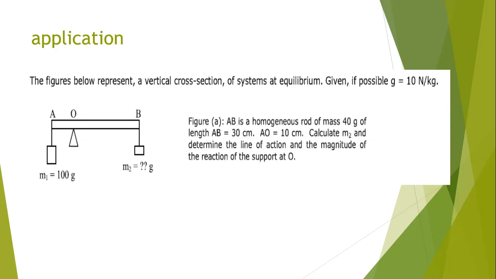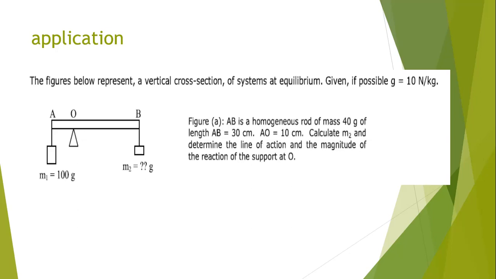Application. The figure below represents a vertical cross-section of a system at equilibrium, given, if possible, gravity equal to 10 Newton per kilogram. So in this figure we have a rod, a homogeneous rod AB, so the distribution of mass is uniform. So if we cut, for example, the rod in two parts, we have two parts of equal mass. So in this case the rod is homogeneous. So AB is a homogeneous rod of mass 40 gram, of length AB equal 30 centimeter, AO equal 10 centimeter.